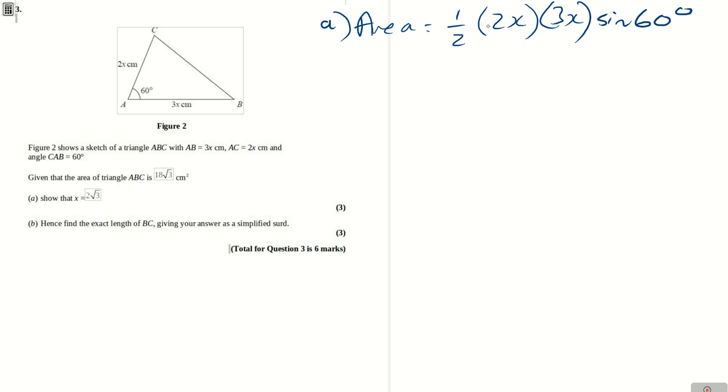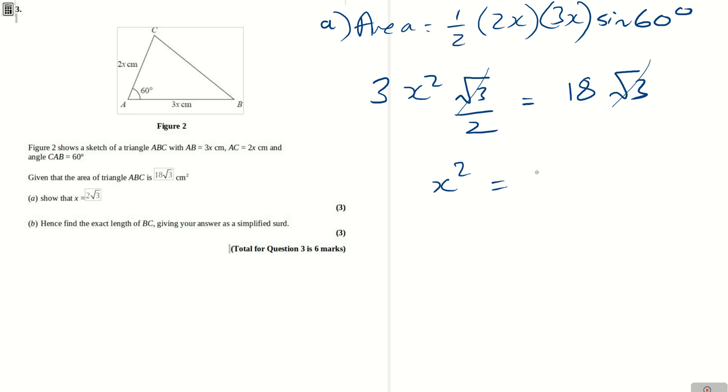Okay, so if I multiply that out, half times 2 is just 1, so we've got x times 3x, so we've got 3x squared times sine 60. Now sine 60 is root 3 over 2, but we know that's got to equal 18 root 3. Okay, so if I divide by root 3, we then get that x squared is going to be equal to 18 times 2 divided by 3, which is 36 over 3, which is 12.